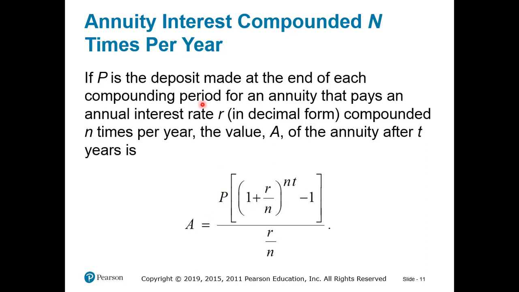So notice that P is made at the end of each compounding period. So if this is the number of compounds, we're assuming the payments are made on a regular basis in the same time period. So if this is monthly, then you're making regular monthly payments. If this is weekly, then we're assuming weekly regular payments. So just keep that in mind. That's the only way this formula works, with that assumption. So this is the formula that we're going to use.